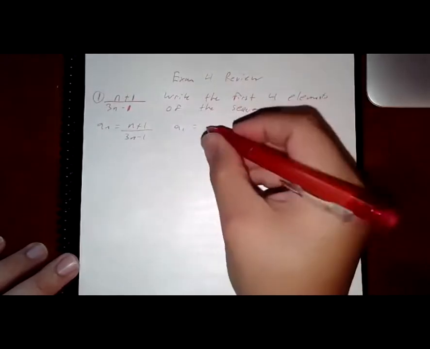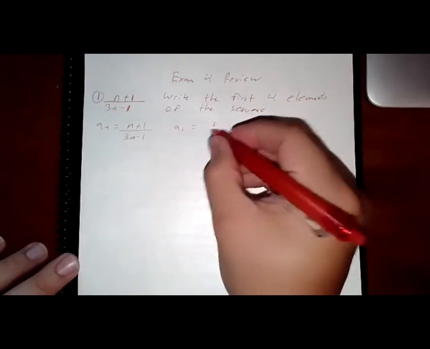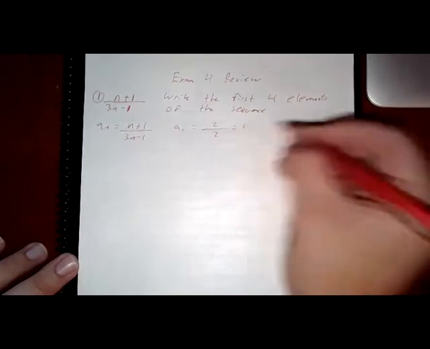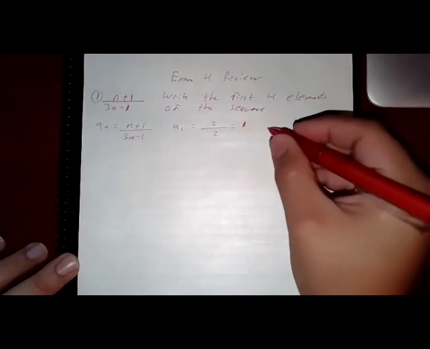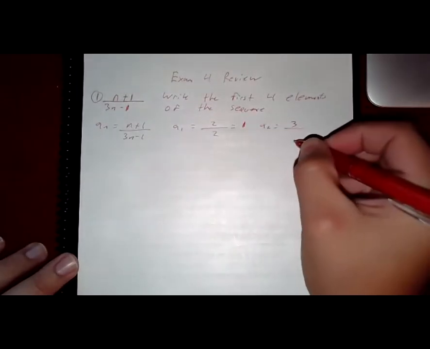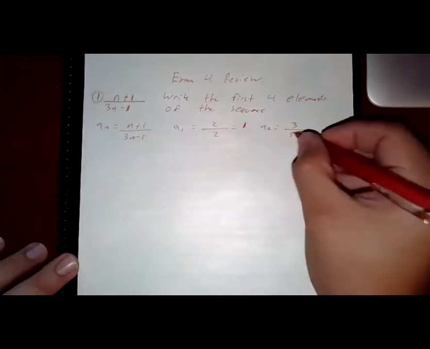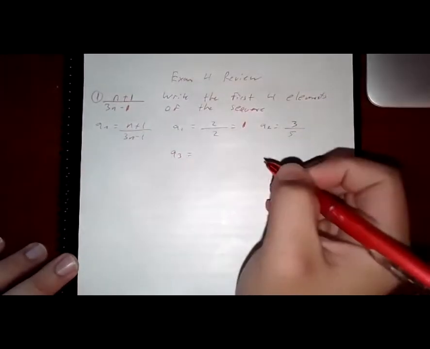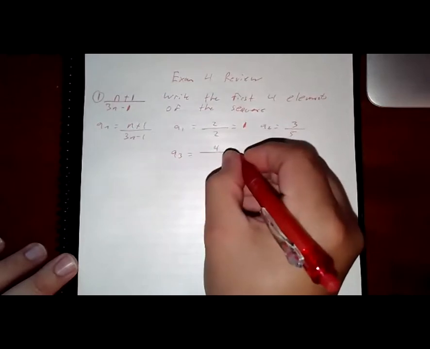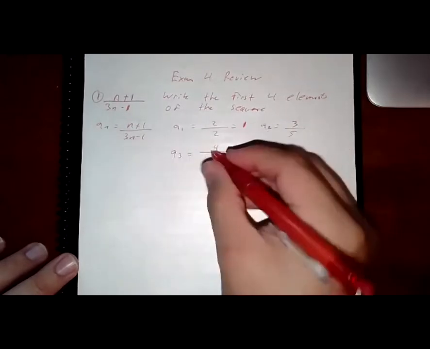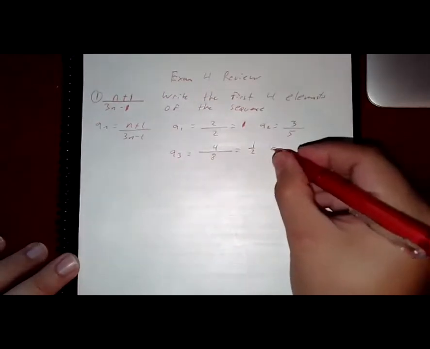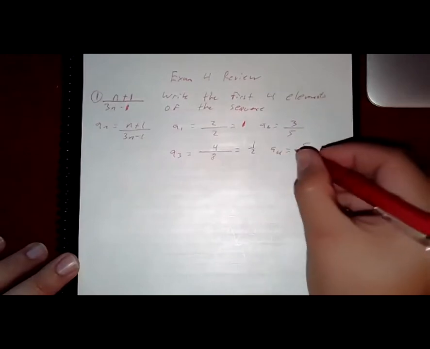a1 would just be simply plugging in 1, so that would be 2 over 3 times 1 is 3, minus 1 is 2, so that would be 1. A2 would be 3 over 6 minus 1 is 5. A3 would be 4 over 3 times 3 is 9 minus 1 is 8. A4 would be 5 over.